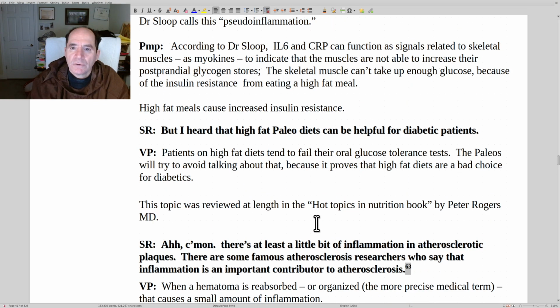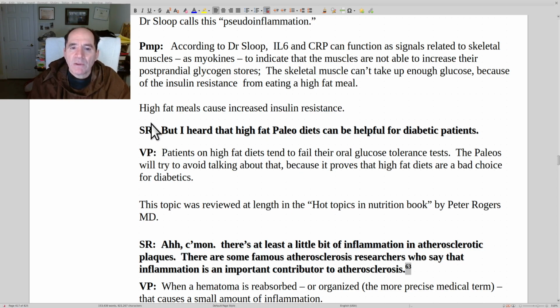Okay, according to Sloop, interleukin-6 (IL-6) and C-reactive protein can function as signals related to skeletal muscles, as myokines, to indicate they're not able to increase their glycogen as much as expected postprandial. Prandial means after eating. Okay, high-fat meals cause increased insulin resistance. We talked about that at length. Sat fat in particular inhibits complex 3 of electron transport. The best paper ever written on that topic is the Michael Brownlee paper, Unifying Theory of Diabetes Complications.